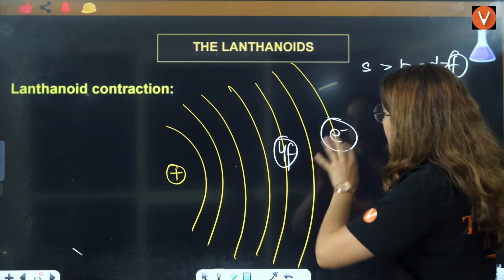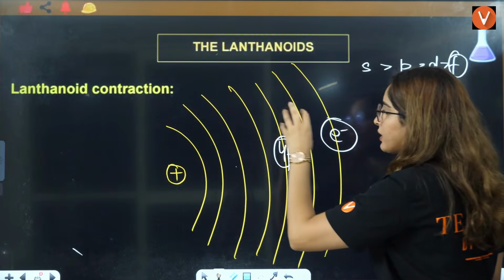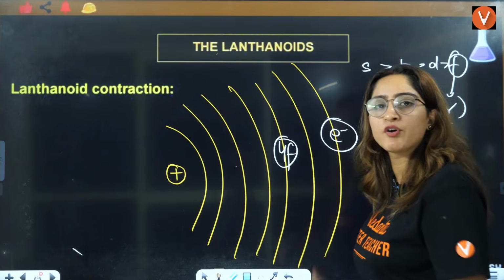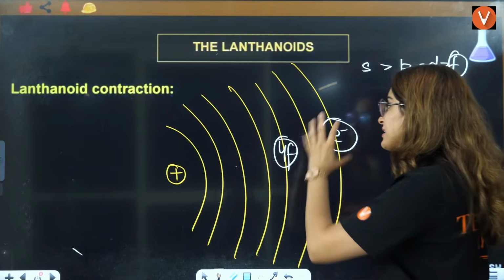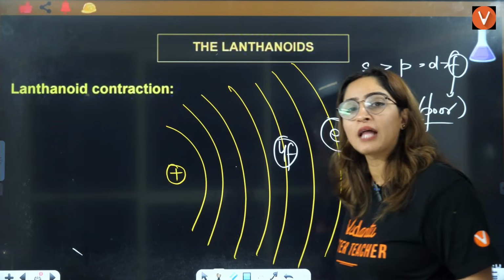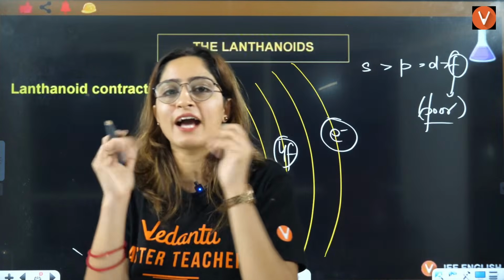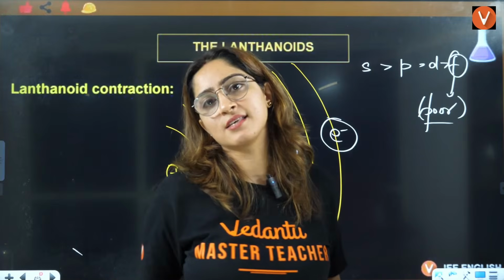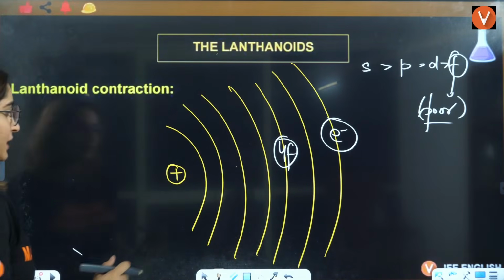So similar thing. This is the electron, this is the inner core, the nucleus. 4f does not have a good shielding effect, very poor shielding effect. That's why the electrons are being attracted here, right? So that is called lanthanoid contraction. Size decreases, right? So what is happening here?